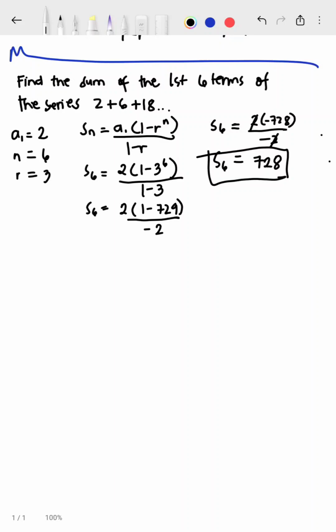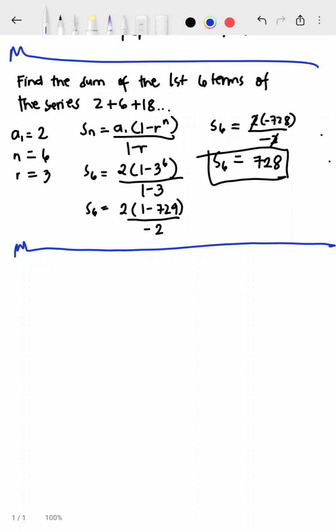Next, what if we are given another one? And of course we need to determine first if the given is geometric or arithmetic, so that we know which formula we will use.